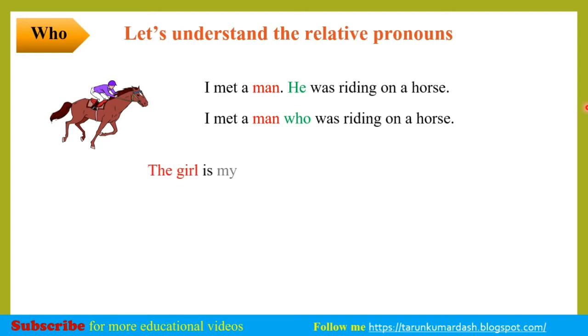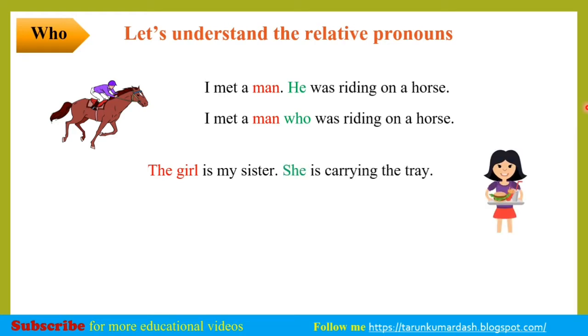Next, the girl is my sister. She is carrying the tray. Here you can see the girl. The girl is having a tray, and the sentence says that the girl is my sister. So here the girl is the subject, is the noun also. She is carrying the tray.